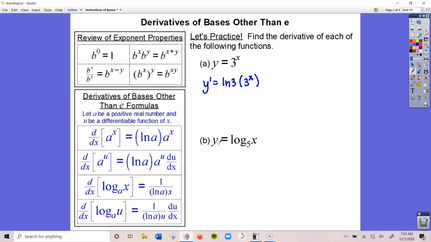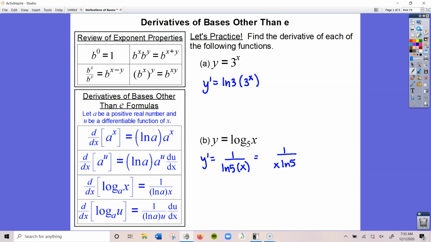For b, we have y equals log base 5 of x. So the derivative y prime would equal 1 over the ln of the base, so 5, and then times the function, which would in this case just be x. Now, you can leave it like this. However, an easier way to write it would be 1 over x ln of 5. That way you don't have to put any parentheses around what you're multiplying because the x is clearly not part of ln.